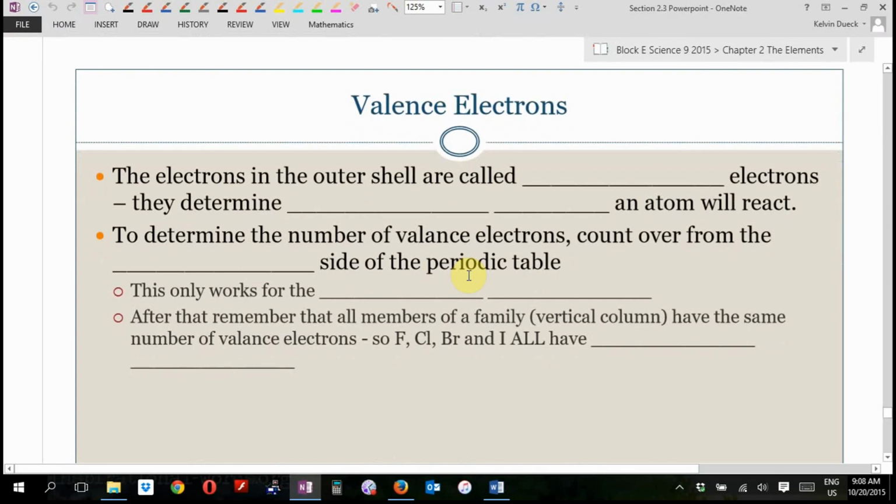The electrons in the outer shell are called, what's our fancy word? Begins with the letter V. I'm going to use that like crazy. In fact, I guarantee that'll be a vocabulary word on your test for this unit. But we'll be using it so much, I think you'll have it. They're called valence electrons. And they determine if and how an atom will react.